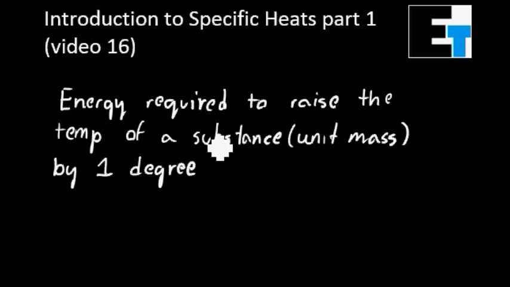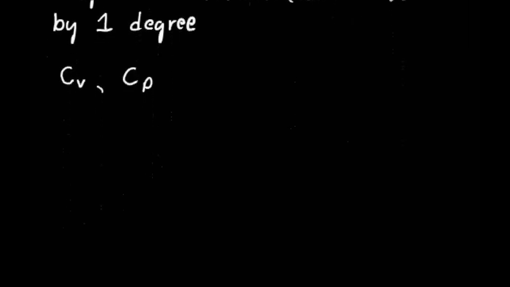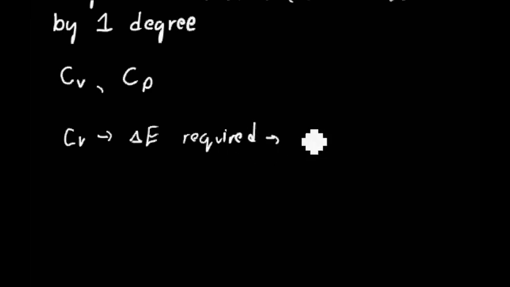And more specifically, there's actually two different specific heats that are often used in thermodynamics. So that is the specific heat with constant volume and the specific heat with constant pressure. So those are just exactly what they sound like. So the specific heat with constant volume, CV, is the energy delta E required to change the temperature holding the volume constant.